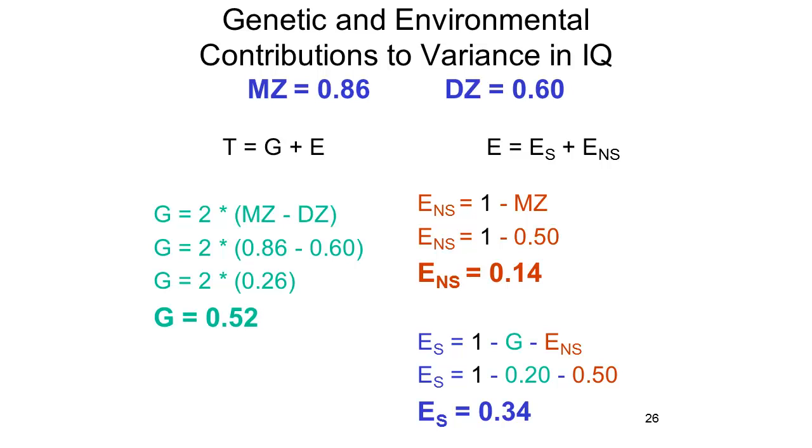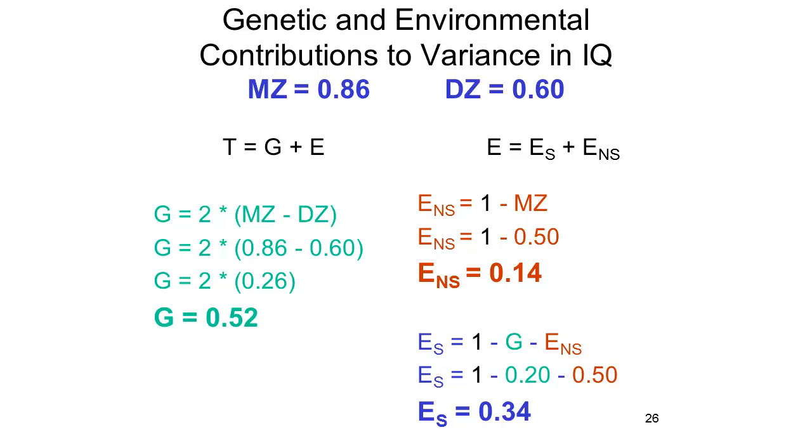So now let's plug those values into our formulas. Double the difference between monozygotic and dizygotic twins, we find that about 52% of the population variance in IQ appears to be attributable to genetic variance. Subtract the monozygotic correlation from 1. About 14% of the variance in IQ is attributable to the non-shared environment. And what's left? About 34% of the population variance in IQ appears to be attributable to the shared environment.